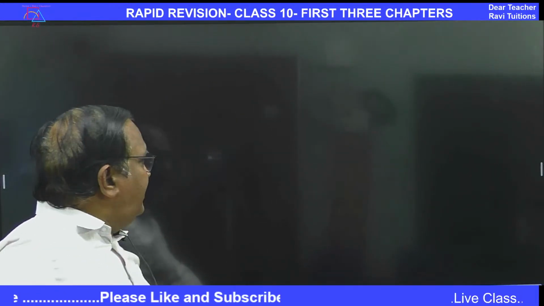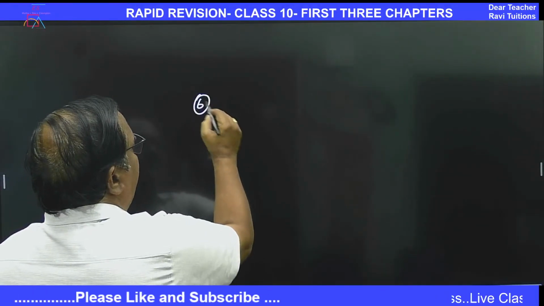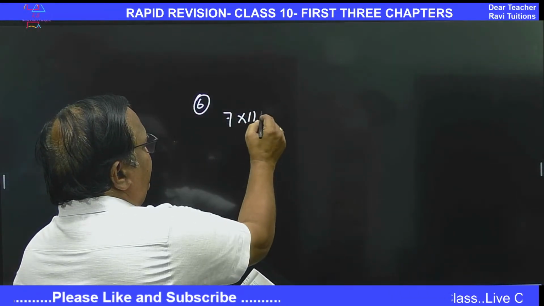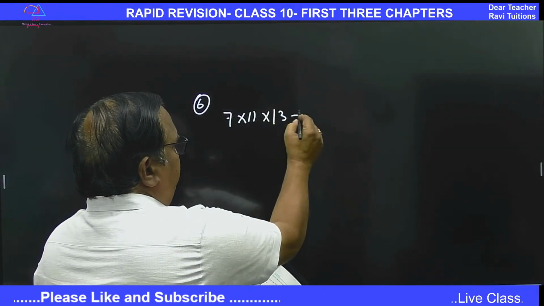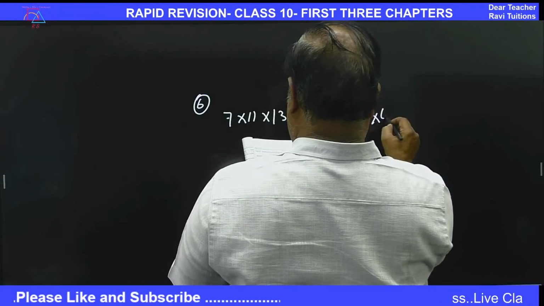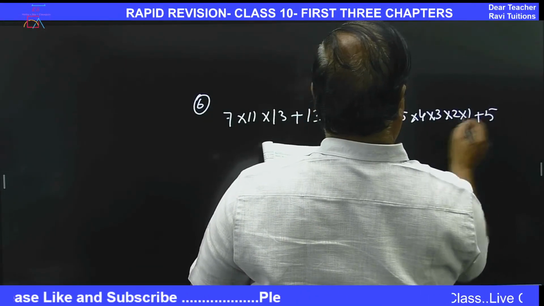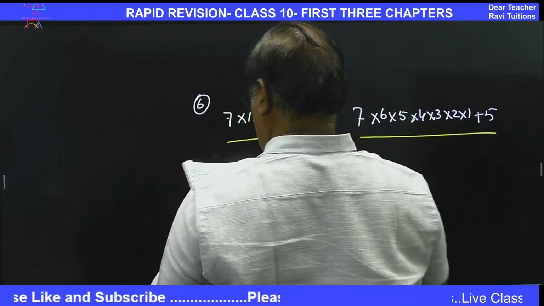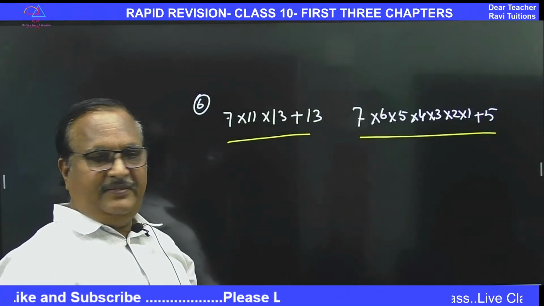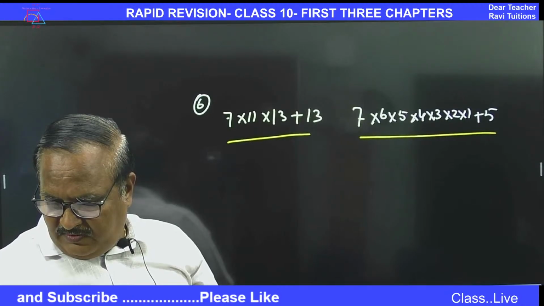Let me go to another question. Explain why. Question number 6. Explain why 7 into 11 into 13 plus 13. Okay, this is one number. Another number is 7 into 6 into 5 into 4 into 3 into 2 into 1 plus 5. This is one number and this is one number. Two numbers are given. These are composite numbers. Why are these two composite numbers? This is what is asked.